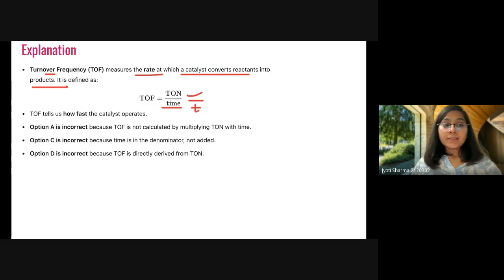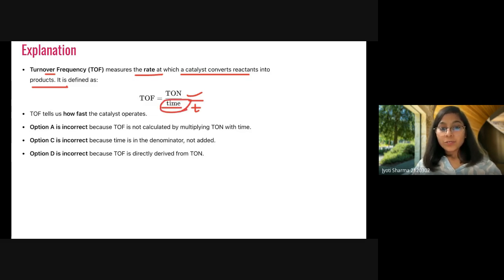This TOF tells us how fast the catalyst operates. For example, if a catalyst is converting five molecules into the product, but in how much time? So this will give you the rate, how fast the catalyst is performing, is operating. That's why the time is here in the denominator.